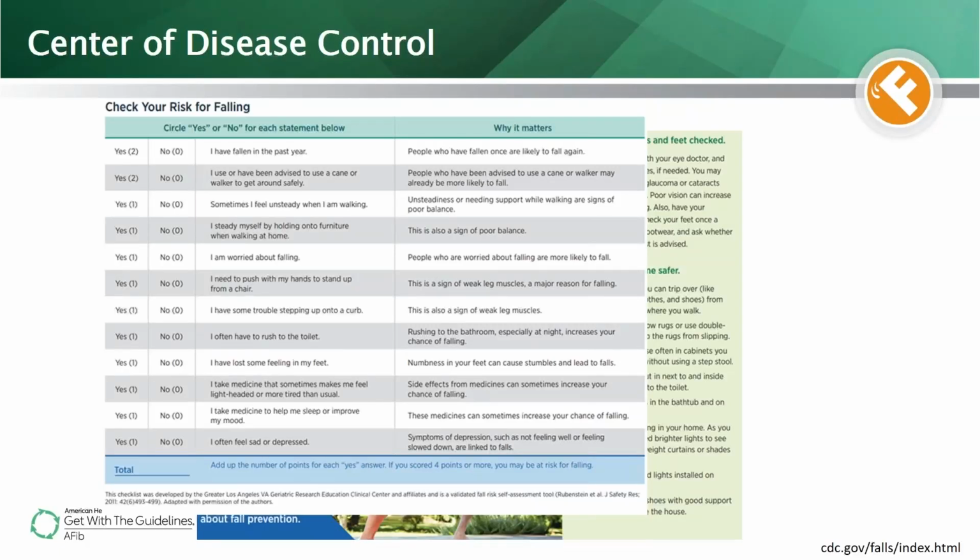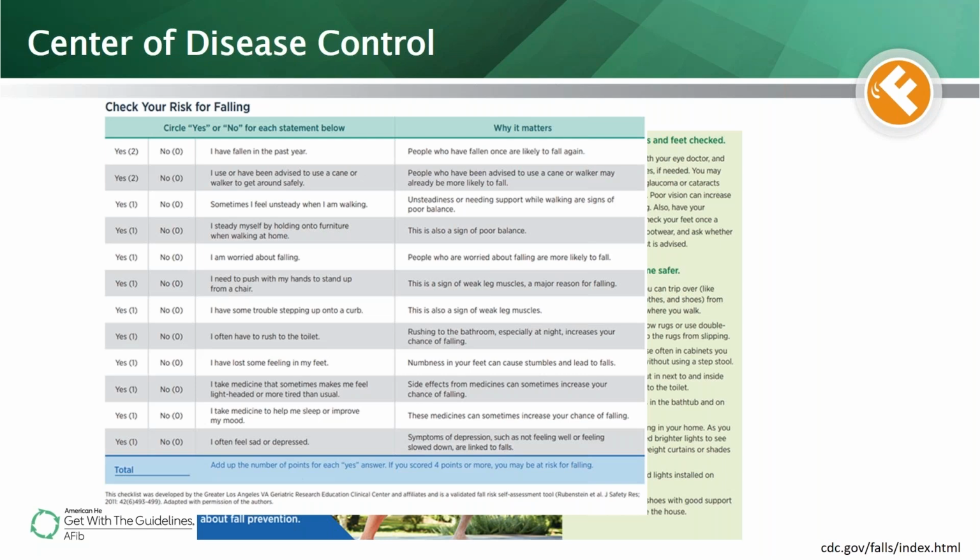These are some papers that can be provided to the patient for them to assess their risk of falling, and for us to use as a tool for risk of falling. Has the patient fallen in the past year? Patients who have fallen before are at much higher risk for recurrent falls. Do they use, or have they been advised to use, a cane or a walker? Do they sometimes feel unsteady when walking? That's a sign of poor balance. Do they need to hold on to furniture when walking at home? Are they worried about falling? They'll be more likely to fall if they are.